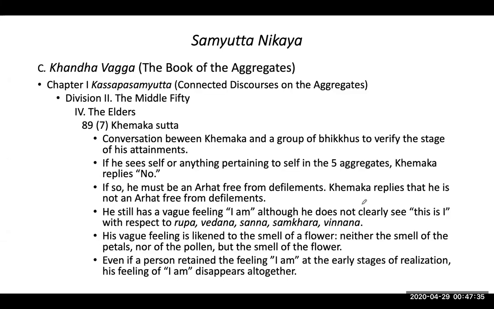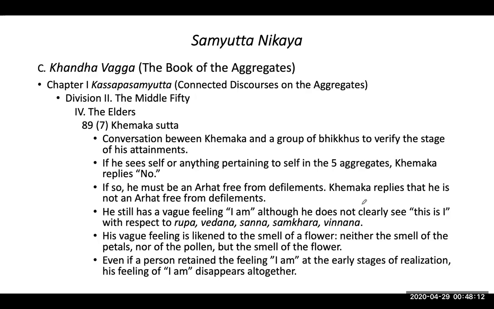And the other sutta named Kimaka Sutta, you can also find this from Khanda Vagga. This Kimaka Sutta recalls the conversation between Bhikkhu Kimaka and a group of bhikkhus to verify the stage of their mental attainment, their spiritual attainment.